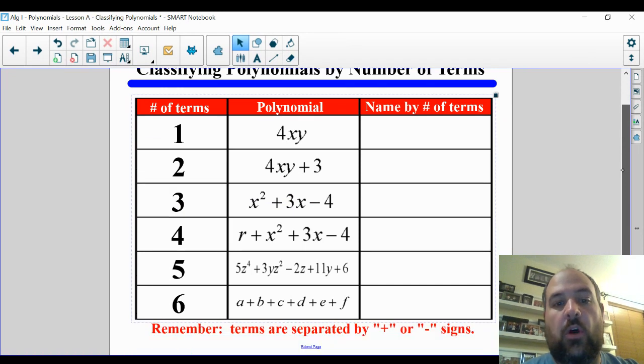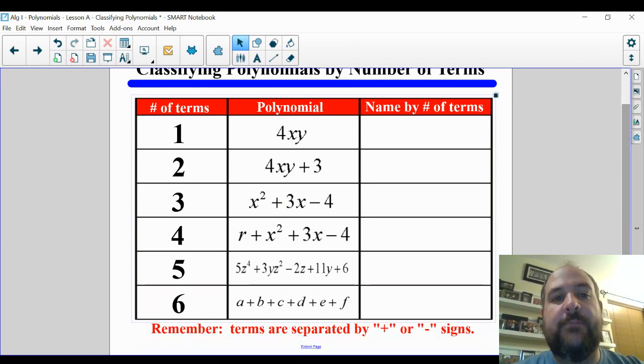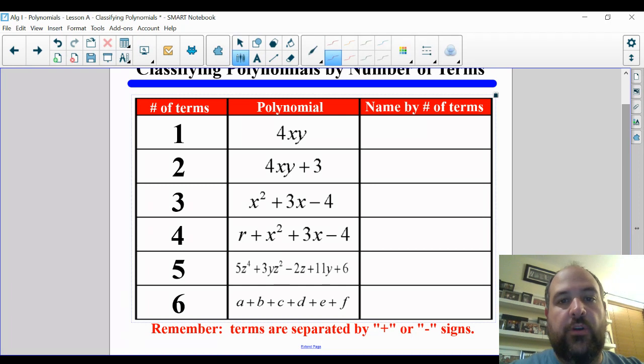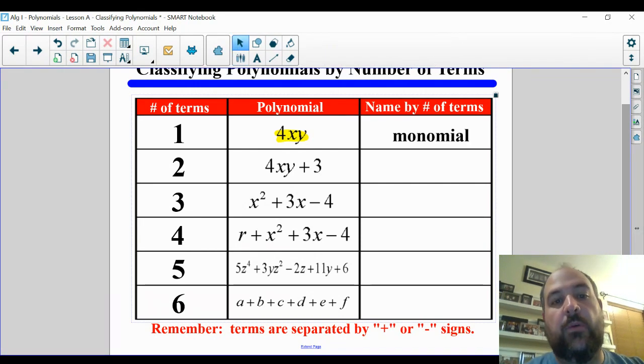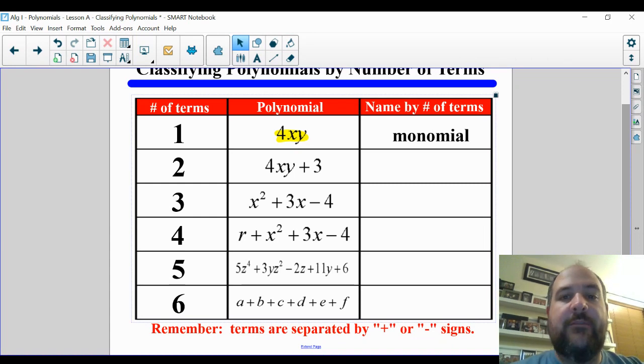So if you will recall, terms are separated by plus or minus signs. So when I look at this first polynomial here, where we have 4xy, notice there's no plus or minus signs. That means that this is just a single term, and we call that a monomial. Mono is the prefix meaning one. And we also have other names for other polynomials if we have more than one term.